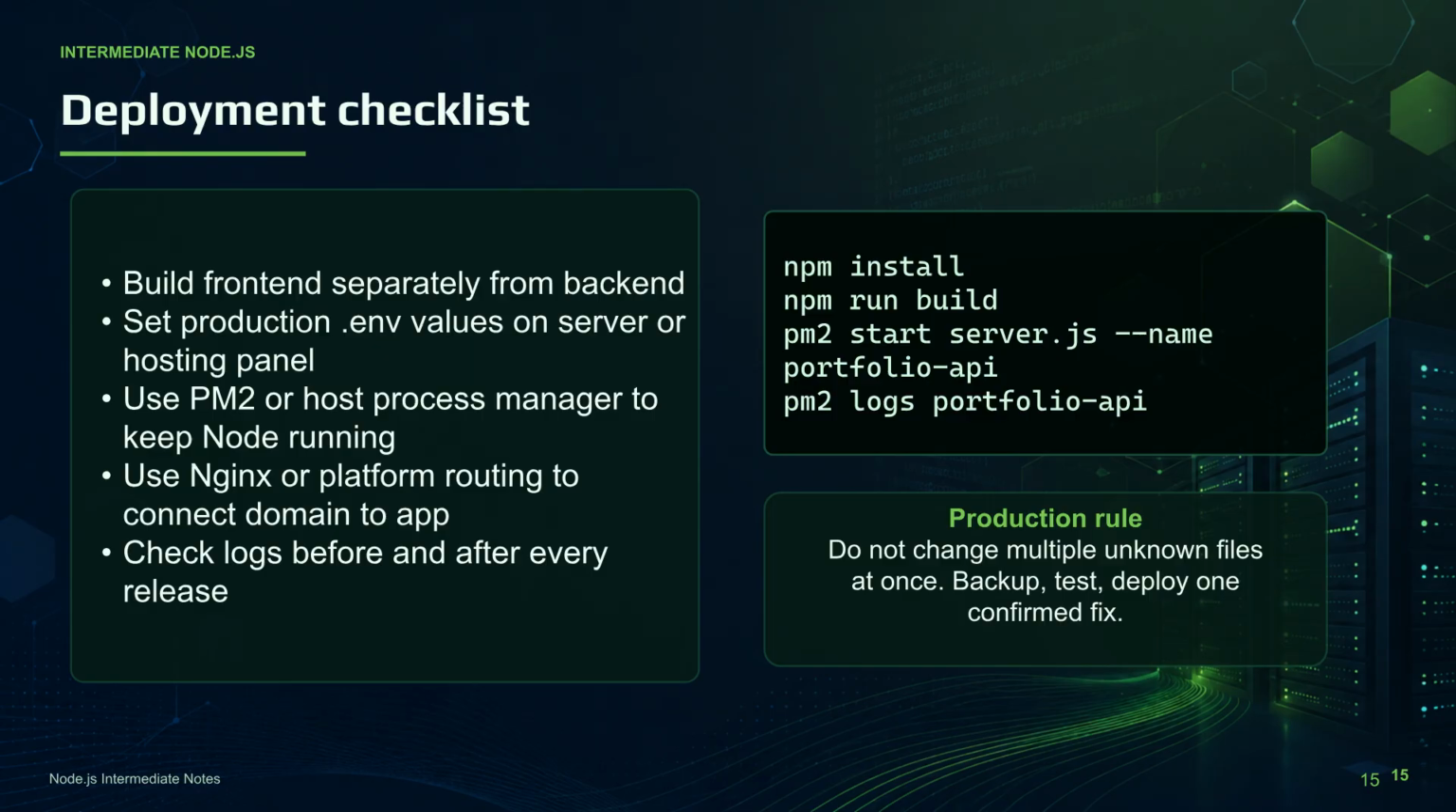Finally, follow a checklist for deployment. Build your front-end and backend separately. Use a process manager like PM2 to keep your application running and monitor your logs. When releasing updates, always back up your data, test thoroughly, and deploy only confirmed fixes.